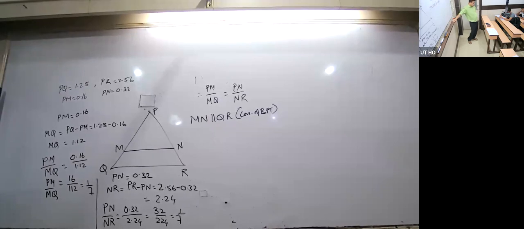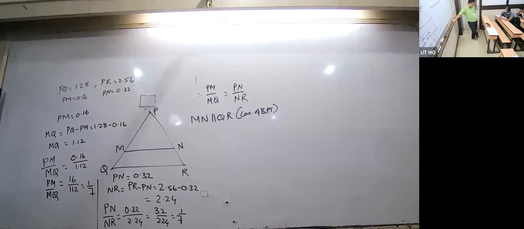We said that DE is parallel to AB because it's the converse of this. The ratio is given, AD upon DC is equal to BE upon EC. Therefore, by converse of BPT, you will get DE parallel to AB. Are you followed?